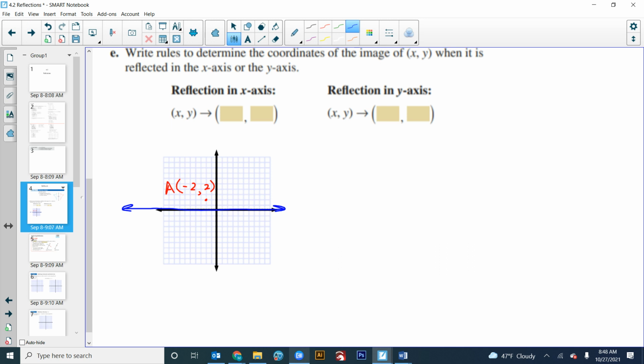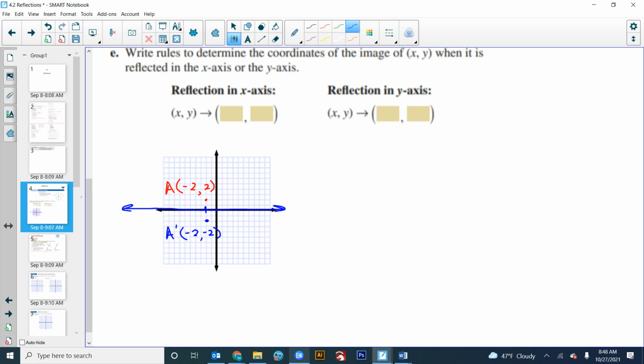I saw Preston stand first. So you're going to keep the x value the same, and then you're going to multiply the y value by -1, flip it to the other side. Okay. So we'll call this A prime. So what would the new point be? -2, -2.